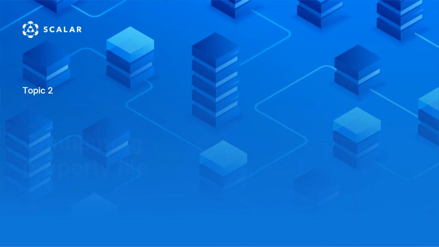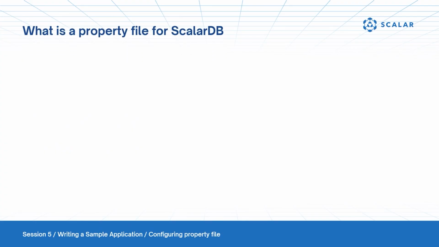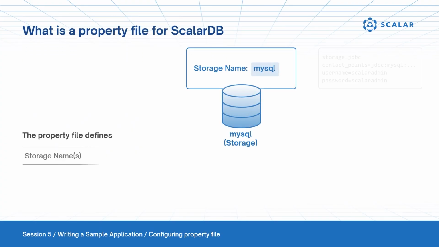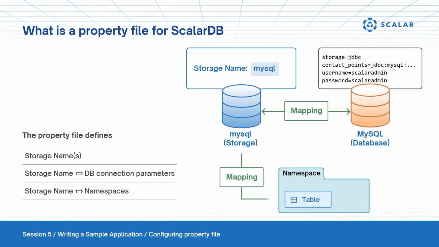We will discuss how to configure a property file of ScalarDB in this video. This is an important step while developing an application using ScalarDB. ScalarDB uses a property file which defines storage names and mapping between storages and database connection parameters, as well as mapping between storage and namespaces.